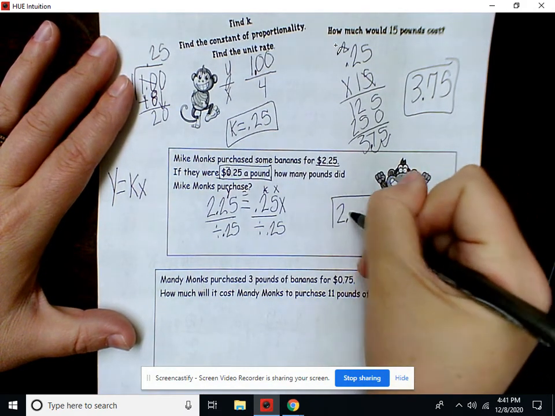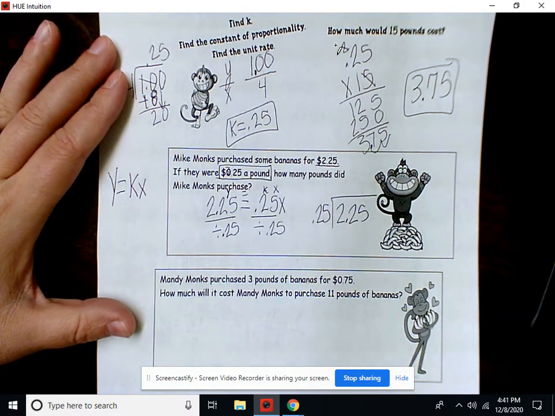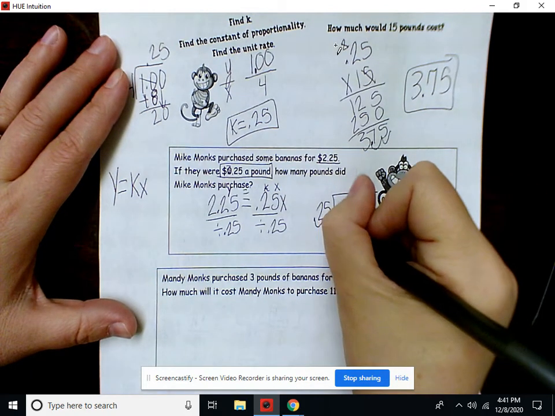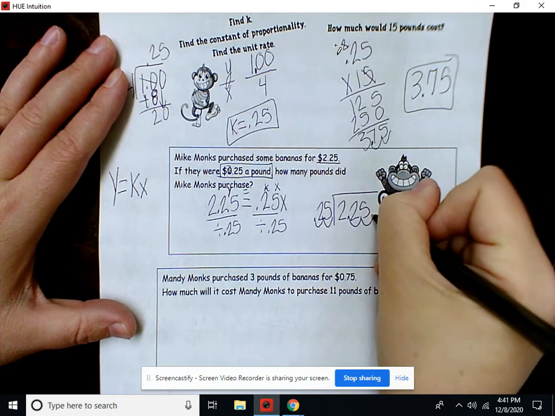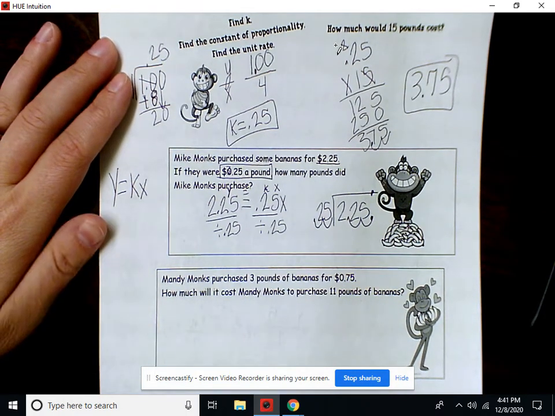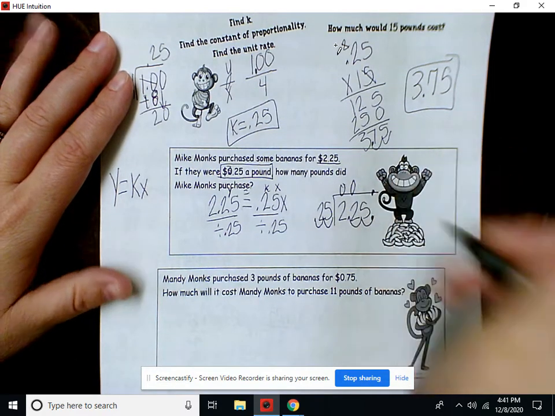So 2.25 is on the inside, and then 25 cents is on the outside. Okay, we've got to move our decimal over in both numbers. So 1, 2, 1, 2. Bring that decimal straight up. So 25 can't go into 2. 25 can't go into 22, but it can go into 225.